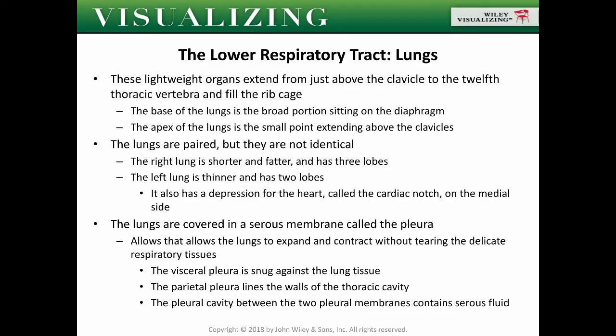So the lungs are paired, but they are not identical, as you can see in the previous slide. We have a larger right lung, which has 3 lobes. It is shorter and fatter, whereas the left lung is thinner and has 2 lobes. It's smaller because you have a space for the heart. The space for the heart is called the cardiac notch on the medial side. That means around the middle.